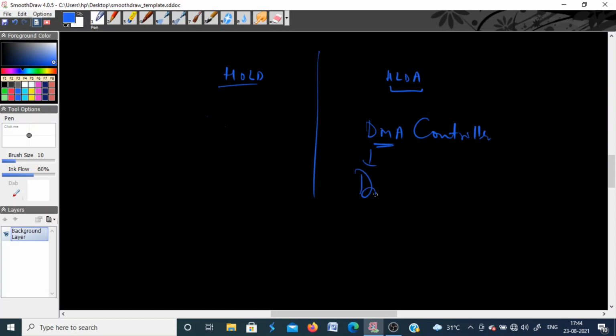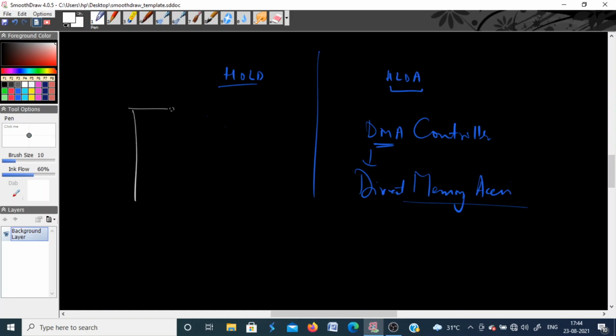So here there are two pins, one is HOLD and the other is HLDA, which is called hold acknowledge. They are basically used by DMA controllers. DMA stands for direct memory access. What is the purpose of this direct memory access?